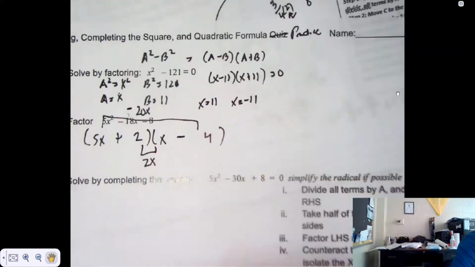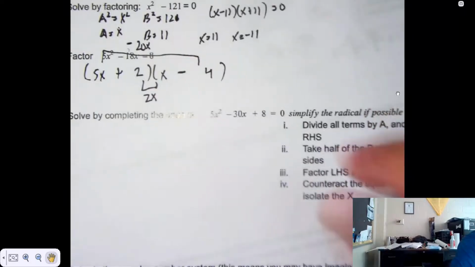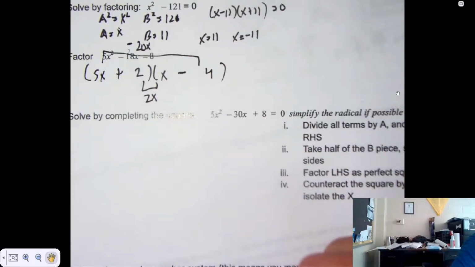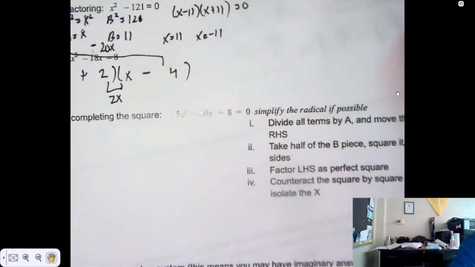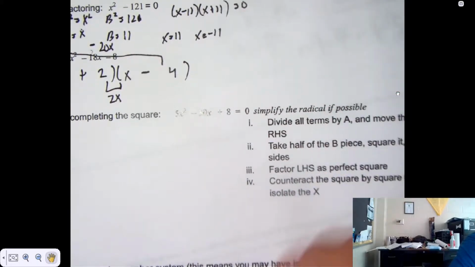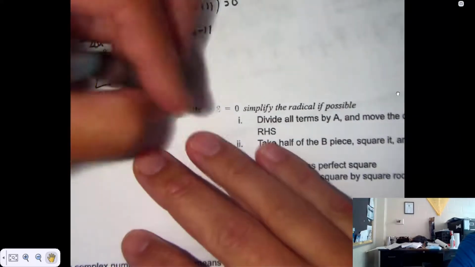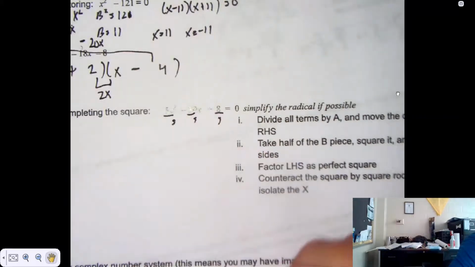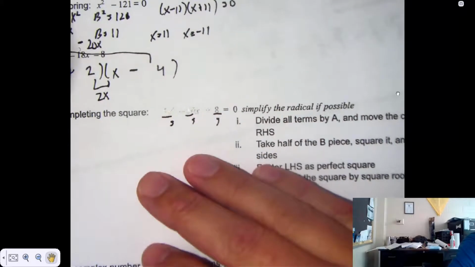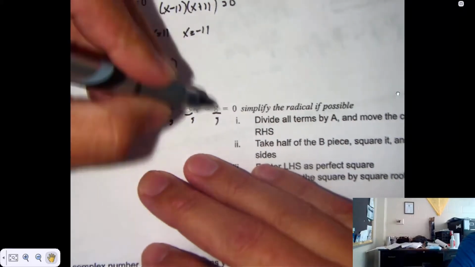Number 3 is completing the square. I've got the shortened version of the instruction set here for you. It said 8 steps. I just narrowed it down to 4, because we just do some stuff at the same time. Step 1 is divide all terms by a and move the constant to the right-hand side. But you need to do the division first. Not last. Do it first. So if you divide by 5, you get x squared minus 6x, and you've got this 8/5.